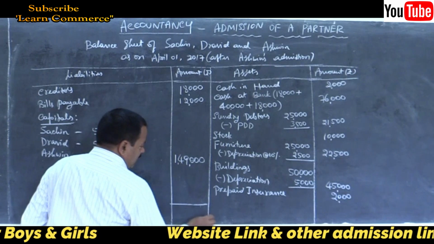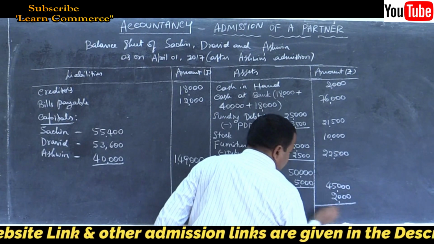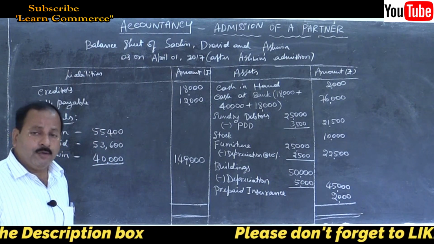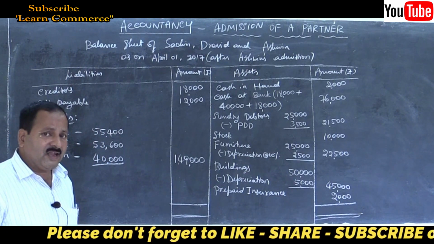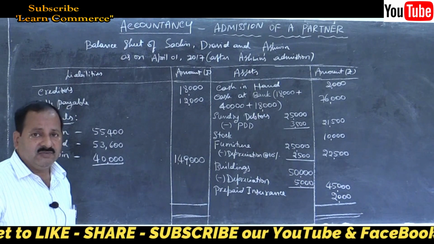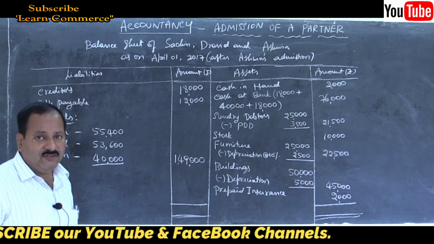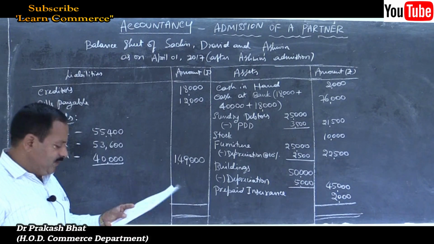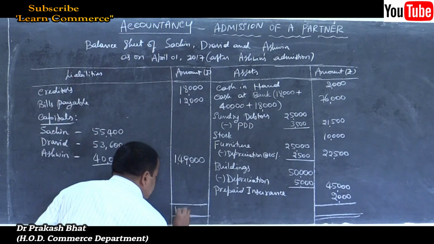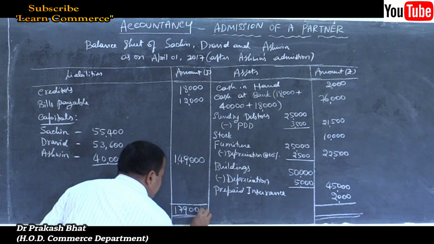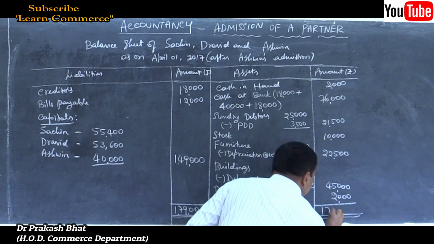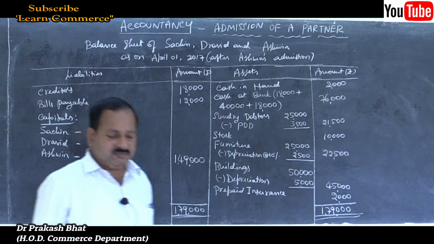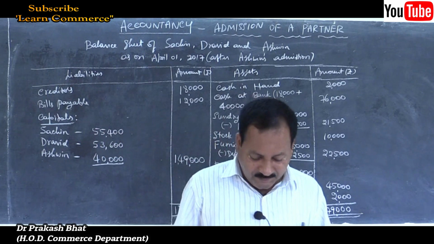Write the total and check whether it agrees or not. It must agree. We are not tallying the balance sheet. It gets tallied automatically when you follow all the accounting principles properly. When you solve it properly, then it automatically gets tallied. Now it is 1,79,000. Yes, it is. So this is how you have to solve a problem.